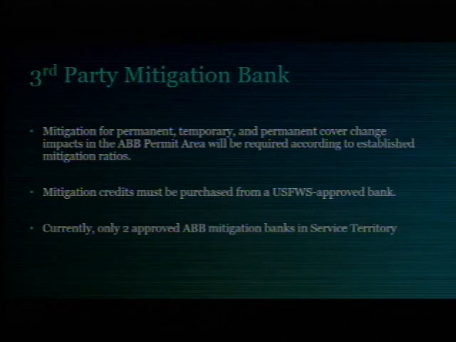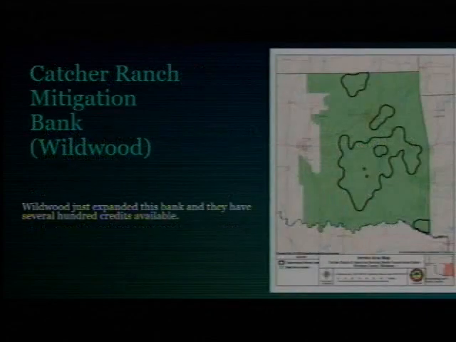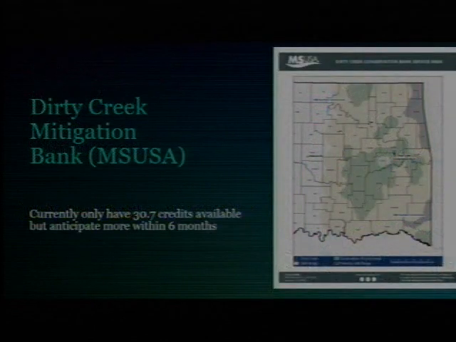The third-party mitigation banks have to be a U.S. Fish and Wildlife approved facility. And currently, as I mentioned before, there are 2 approved mitigation banks here within the service territory. One is the Catcher Ranch Mitigation Bank with Wildwood. And Wildwood had just expanded their bank, and they have several hundred credits available for entities to purchase. The second one is called the Dirty Creek Mitigation Bank. They currently have only about 30 credits available, but they anticipate having more credits available within the next 6 months.